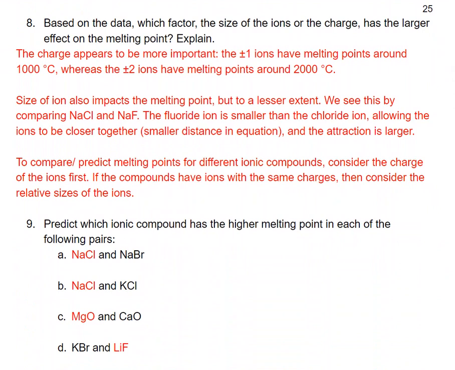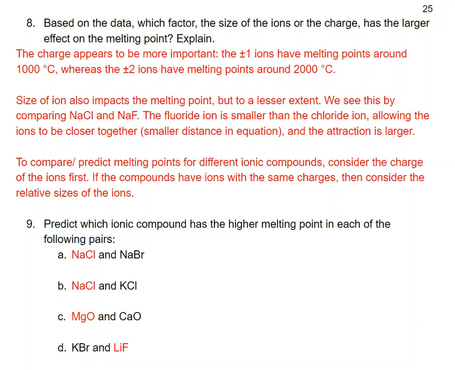So based on the data, which factor, the size of the ions or the charge, has a greater impact on melting point? The charge seems to be more important, because the ions that are +1 and -1 have melting points around 1000 degrees Celsius, whereas the +2 and -2 ions are going to have higher melting points around 2000 degrees Celsius. So the size of the ion also impacts the melting point, but to a lesser extent.